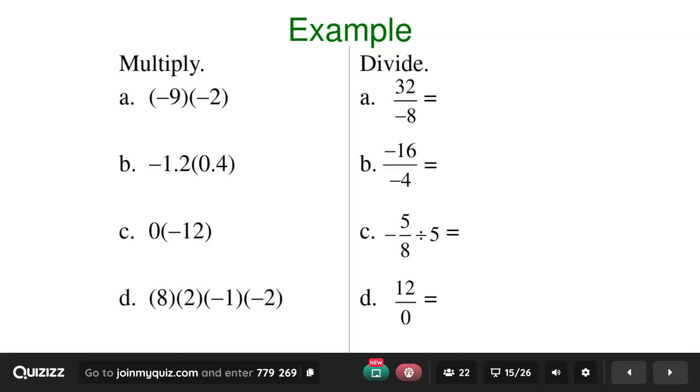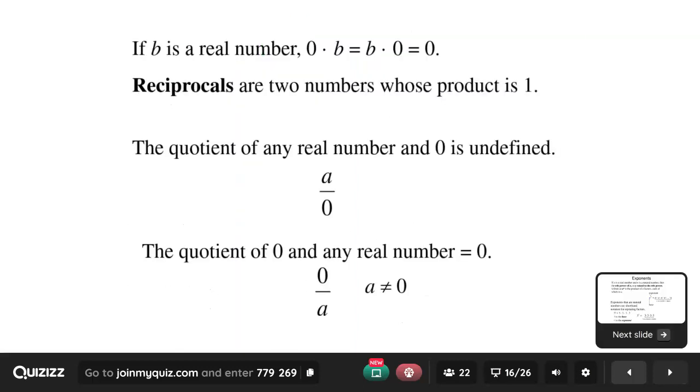Other than that, I'm fairly confident that you guys know how to multiply and divide for the most part. Just make sure you're getting the correct signs. And again, a lot of this can go in your calculator as well, but you need to make sure you understand that process so that you know if your answer makes sense or not.